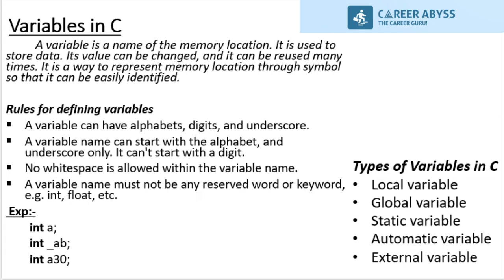How to define the variables? Simple. We need to put the data type name, then the variable, and then a semicolon. It means we have defined the variable. And this A is the variable which stores the values. Values means the actual value.